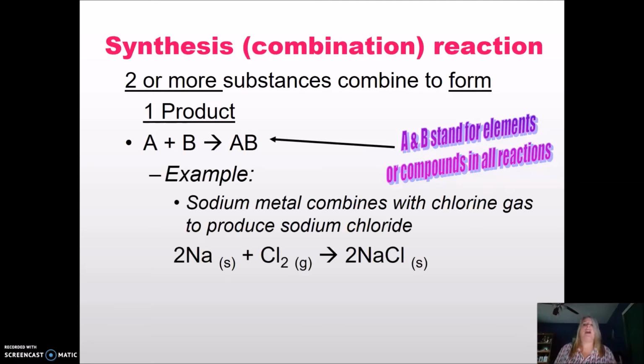A good example of that is if we take sodium metal and we combine it with chlorine gas. That will produce sodium chloride. So I have 2 things and I have 1 thing. So in the reactants, we have 2 things, and in the products, we have 1 thing. Let's go take a look at one in lab. Come on, let's go.